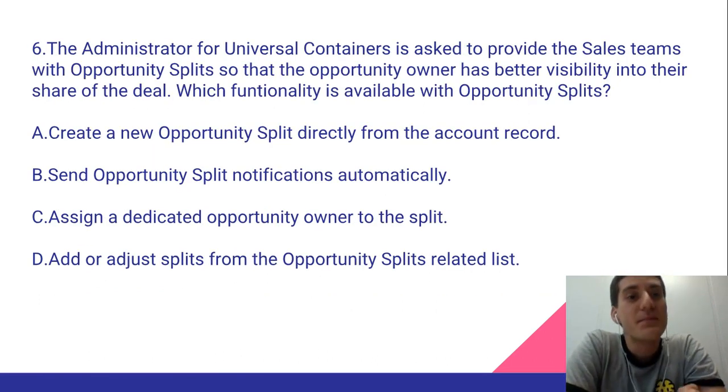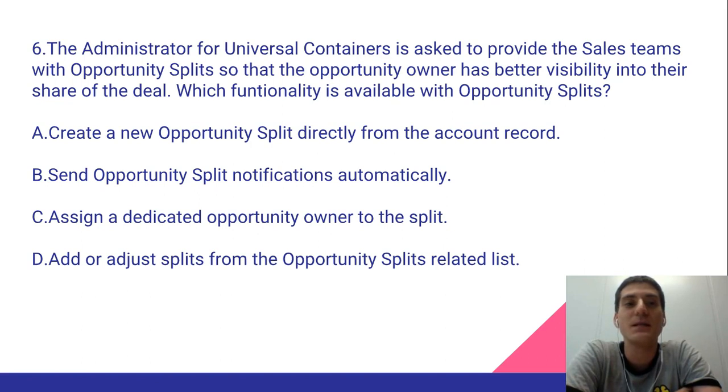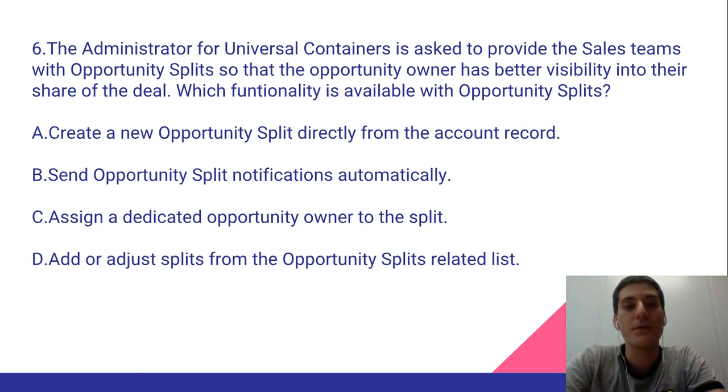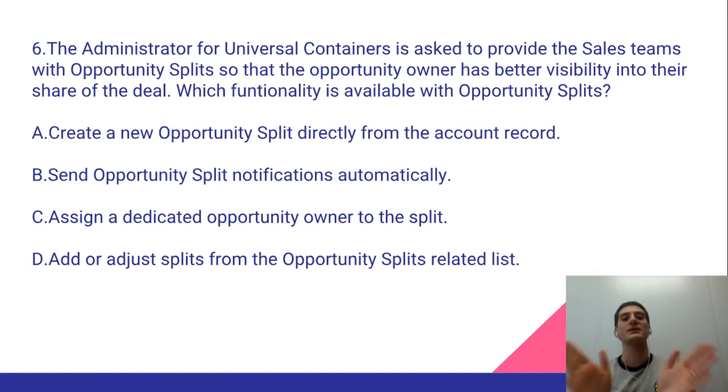All right. The administrator for Universal Containers is asked to provide the sales teams with opportunity splits so that the opportunity owner has better visibility into their share of the deal. Which functionality is available with opportunity splits? Now, I actually have a video on opportunity splits, so be sure to watch that after this. So let's take a look. Is it A, create a new opportunity split directly from the account record? B, send opportunity split notifications automatically? C, assign a dedicated opportunity owner to the split? Or D, add or adjust splits from the opportunity splits related list?